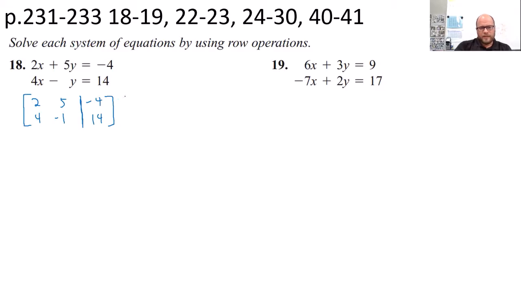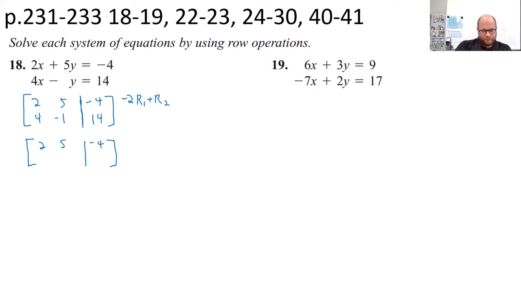We're going to start off by taking row 1 and multiplying it by -2. So -2 times row 1. And then we're going to add it to the second row. So I'm going to rewrite this modified matrix. The top row is not going to change at all. So I have 2 and 5 still. And I also still have the -4.